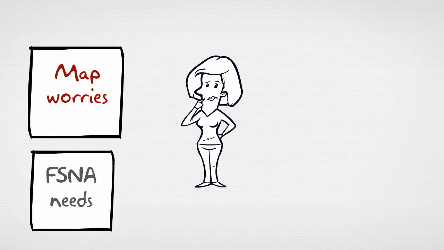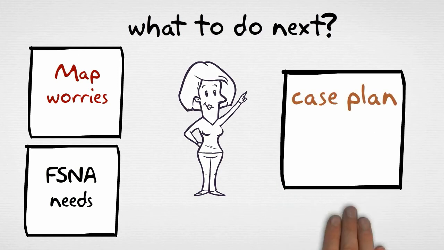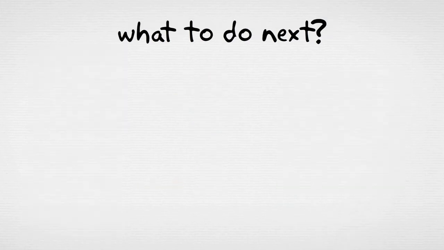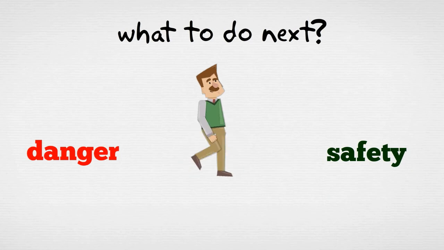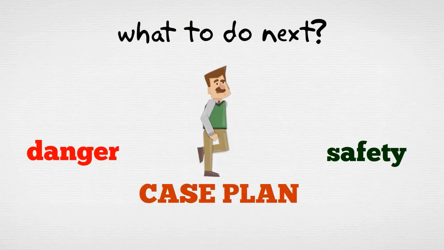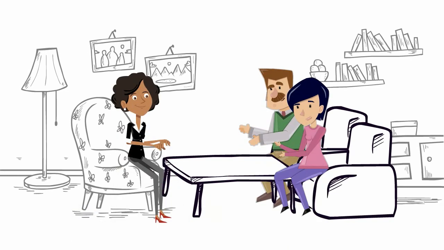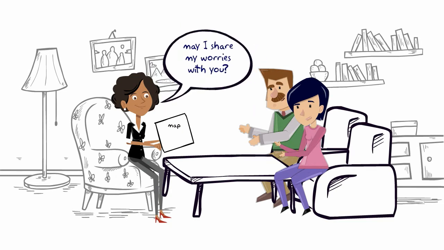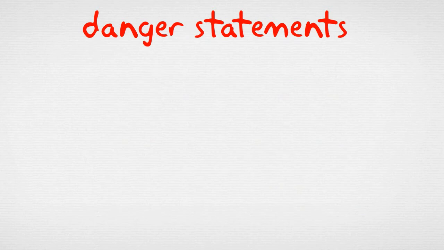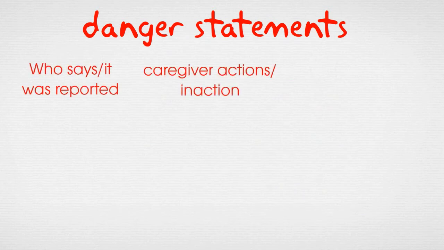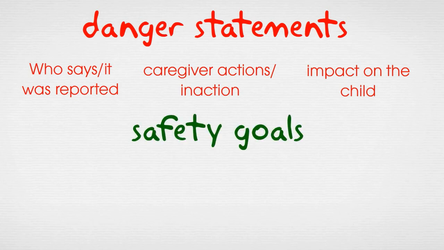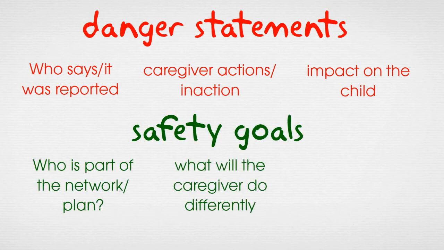Now that we know our worries and needs, we need to know what to do next. These will be the steps to safety, also known as the family's case plan. When we've identified that there is danger, it is important for us to be clear on why we are worried and for us to share those worries with the family. We write danger statements to help us do just that. Once we know what we are worried about, we can then identify what we want to see them doing differently. It is important for families to know this too.